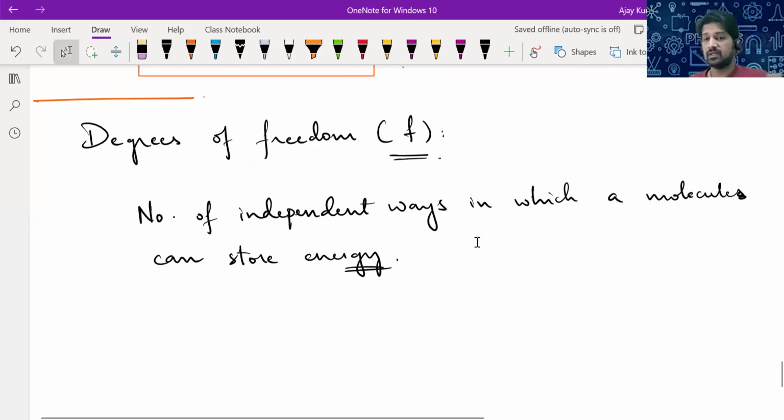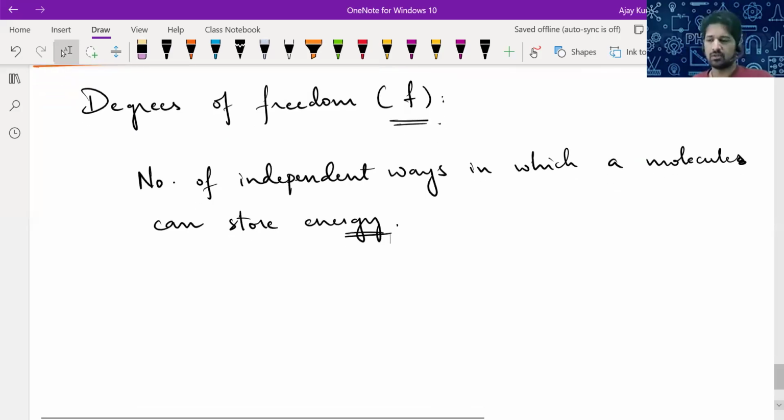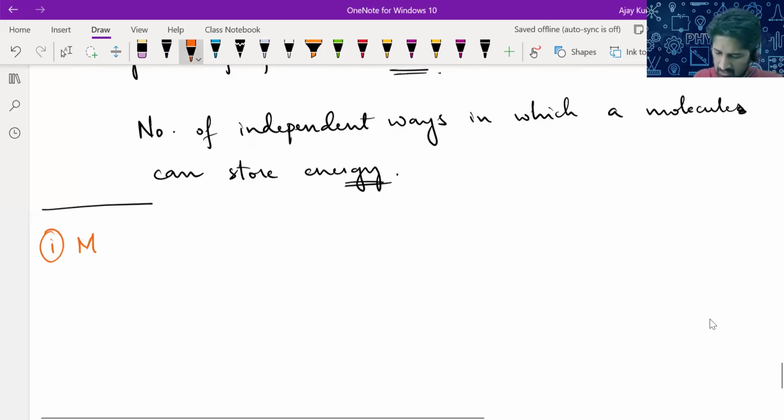Now, there are different types of molecules. Some of them are monoatomic, atom itself is the molecule. Some of them are diatomic. And beyond diatomic, we generally call it as polyatomic. Okay. Three atoms, four atoms, five atoms, any number of atoms greater than two, we call the molecules as polyatomic. Now, depending on the atomicity, okay, number of atoms in the molecule, the degrees of freedom will vary. Okay. First, let's consider a monoatomic gas.